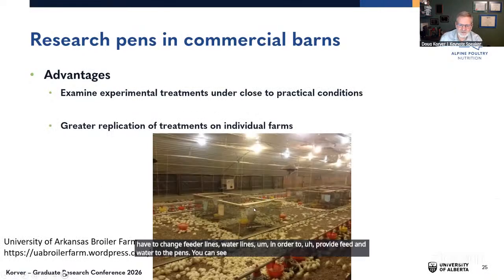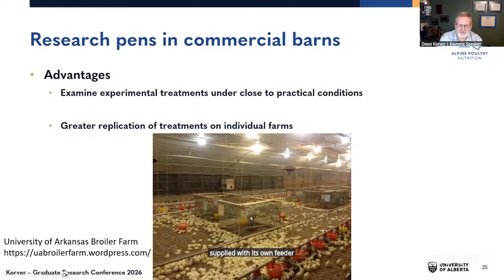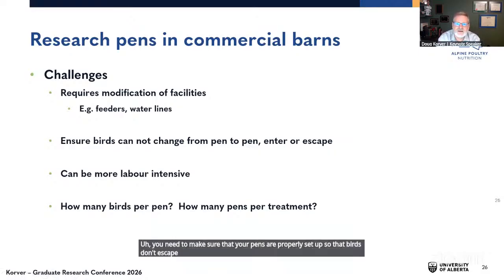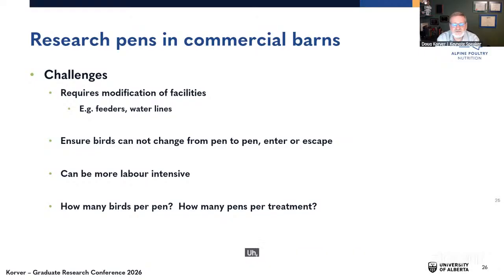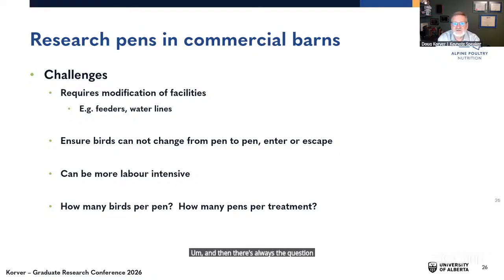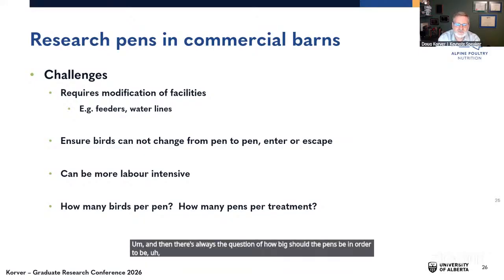You can see a picture here, supplied with its own feeder and its own water line, and a small subpopulation of the birds. You need to make sure that your pens are properly set up so that birds don't escape or enter either from the general population or from another experimental pen. This can be a lot more labor intensive within that barn because those pens need to be managed individually somewhat. And then there's always the question of how big should the pens be in order to provide a commercially relevant environment for the birds. And also how many pens per treatment, making sure of good replication.